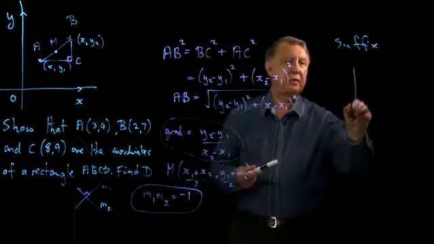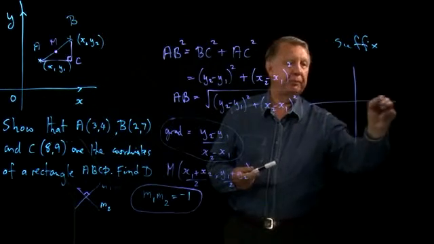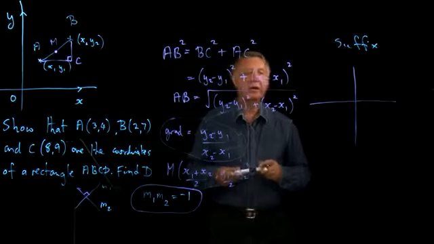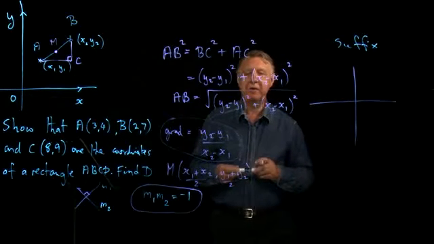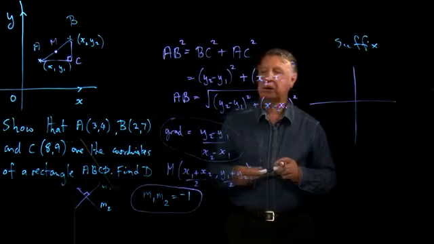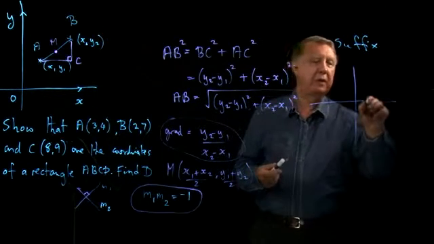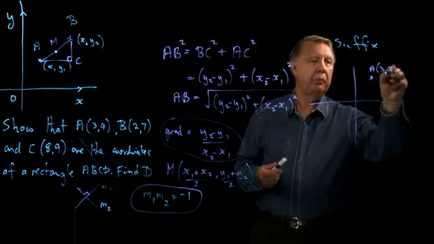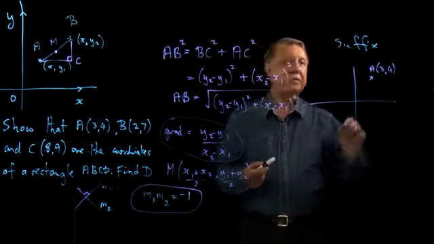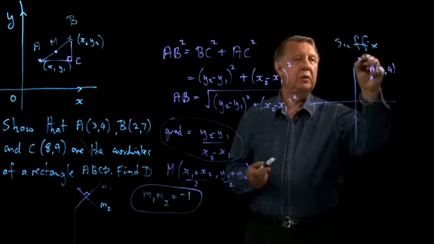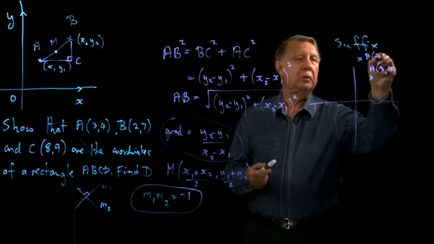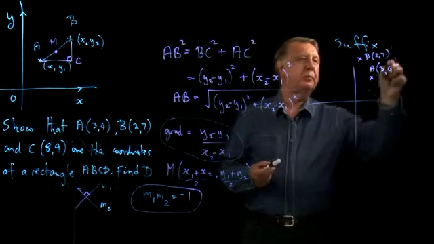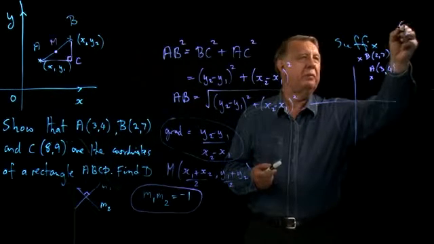So let's draw ourselves a picture. Remember, in all coordinate geometry, you need a diagram. It's very, very dangerous to do it without. Okay, so let's plot our points. A, (3, 4). B, (2, 7). And C, (8, 9). Somewhere up here.